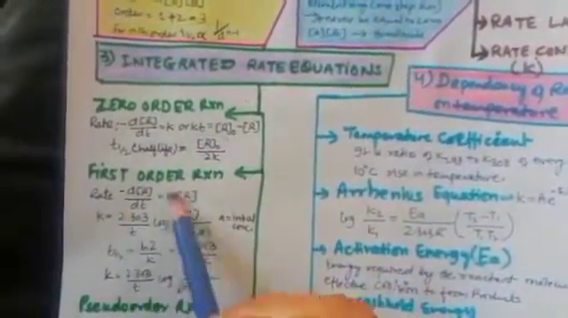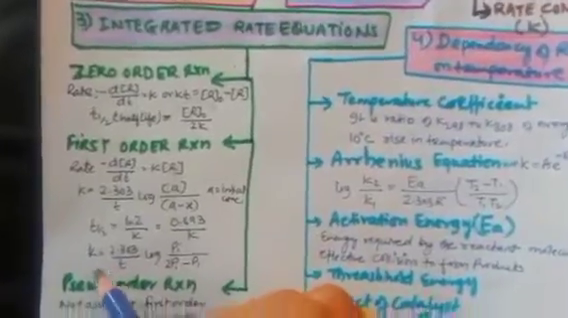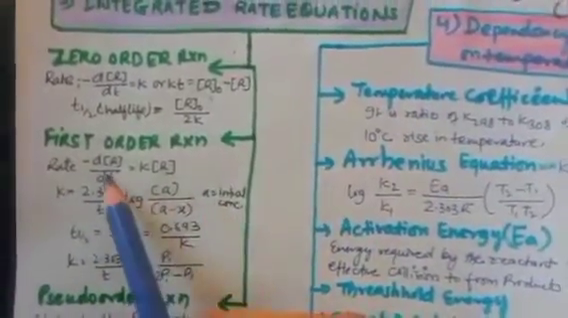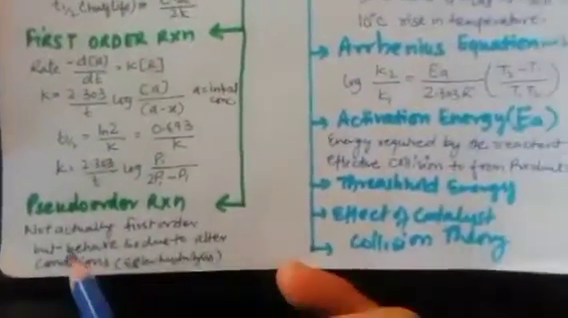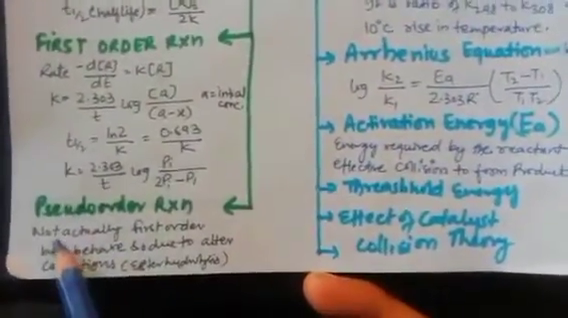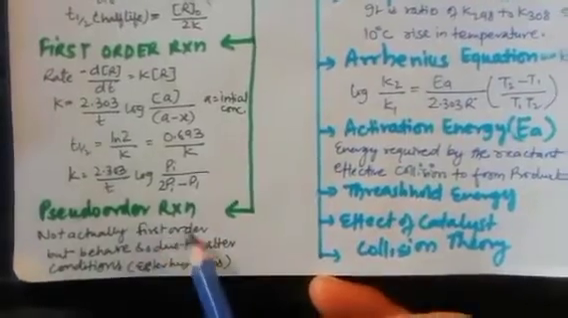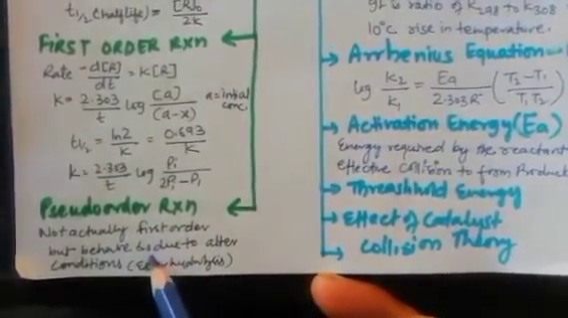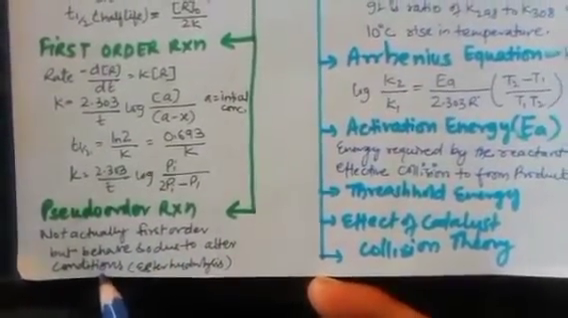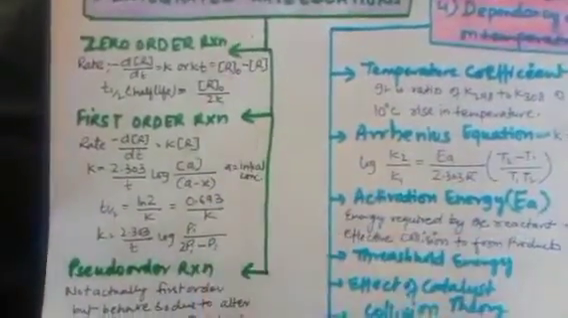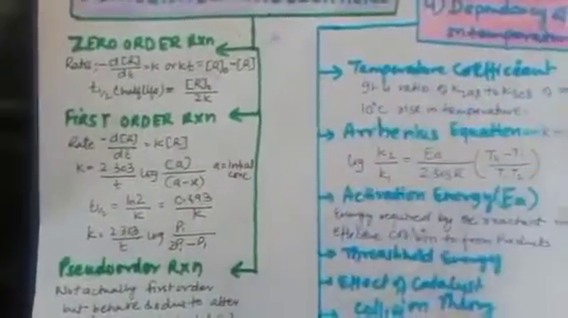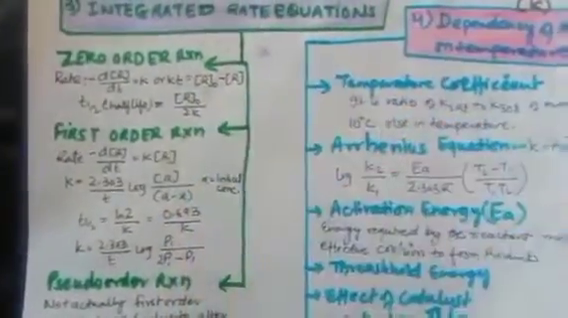Similarly, first order and the half-life of first order, which depends upon the initial concentration. And pseudo means false. So it is actually not first order but behaves like first order due to some condition, for example hydrolysis of ester. Okay, all these things we will study in detail here also. This is also important in the form of derivation and numerical.